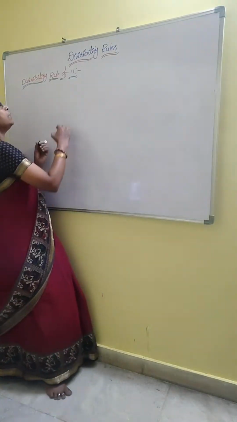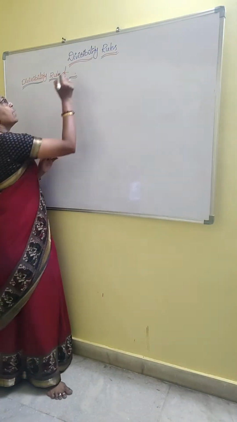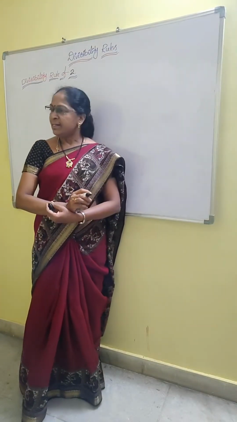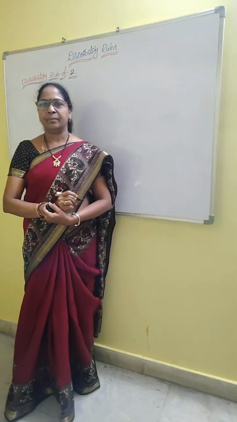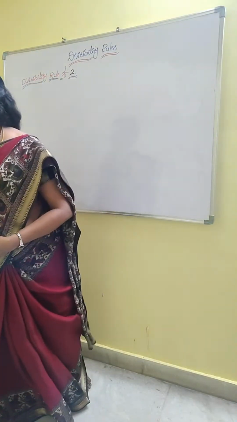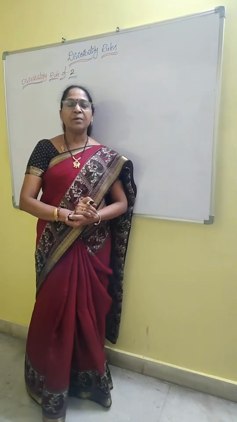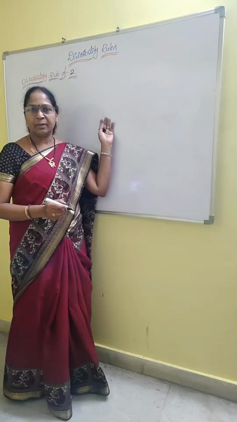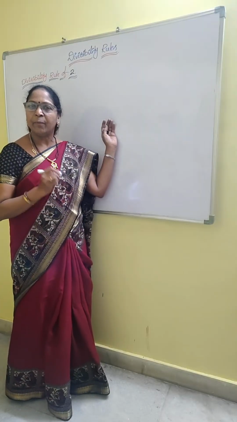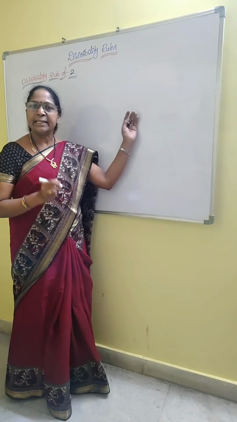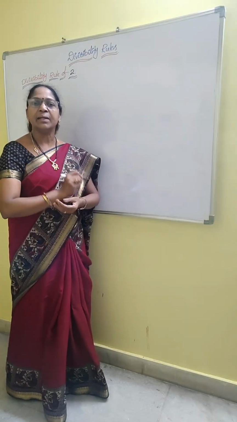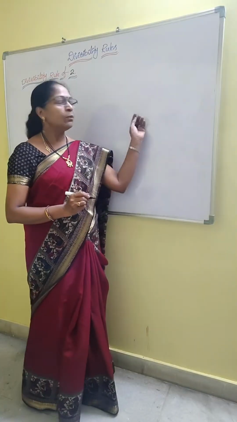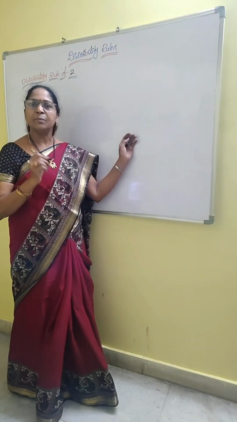First one is divisibility rule of 2. What is the divisibility rule of 2? Any number is divisible by 2 when the last digit is an even number. If the last digit is an even number, then only the given number is divisible by 2.